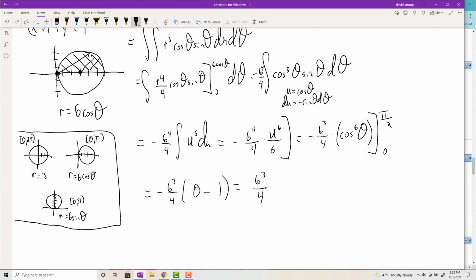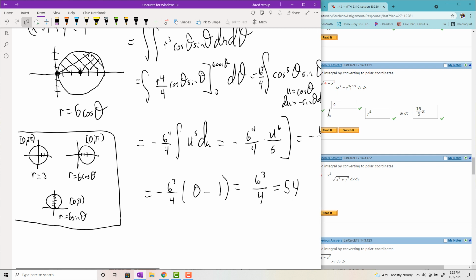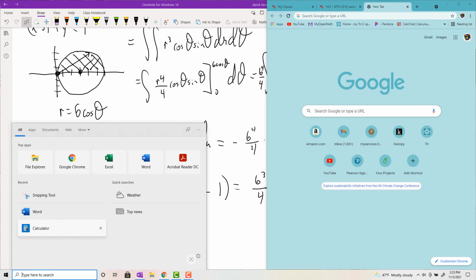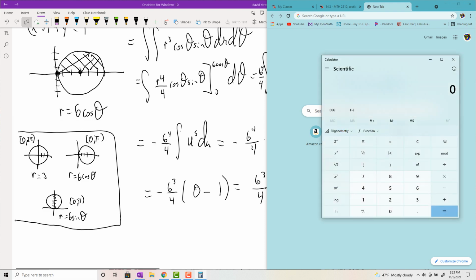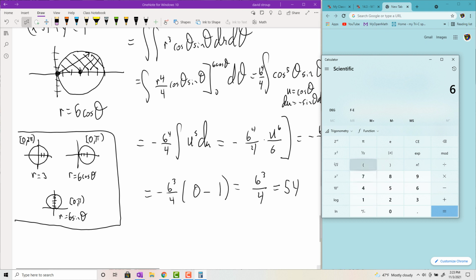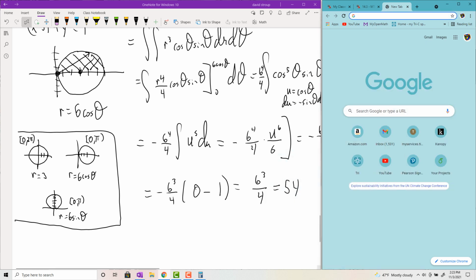So whatever that is, right? I think it's 54. Okay, let me make sure. Heaven forbid I do some arithmetic without going to my calculator and screw it up. Let's move this out of the way. Get the calculator. 6 to the third divided by 4 is 54. Okay, so that kind of stuff.